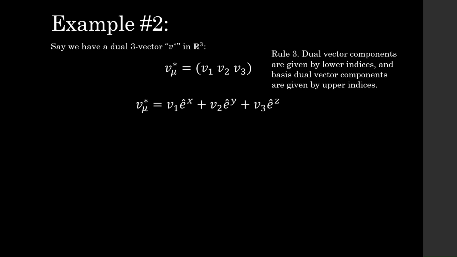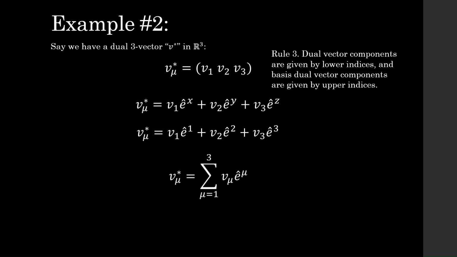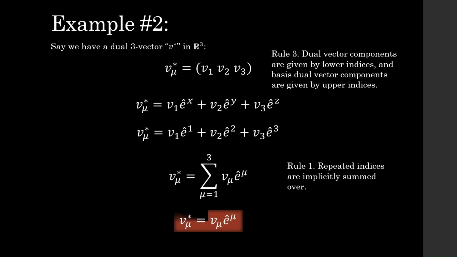This is like a reverse of what happened to our normal vector. We'll use the exact same analogy that we used before to do a numerical substitution over x, y, and z using 1, 2, and 3. And then we can use sigma notation to sum this up. And of course, if we recall rule number 1, repeated indices are once again implicitly summed over. So we get a simplified equation for all that information. So now we know what a vector and dual vector look like in Einstein summation.